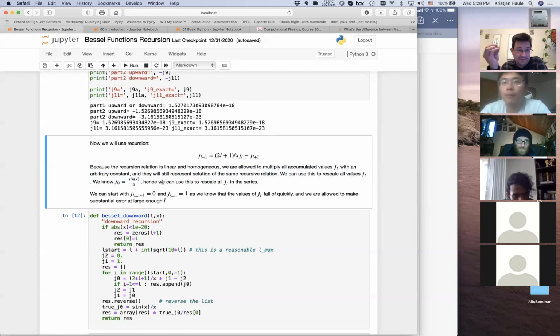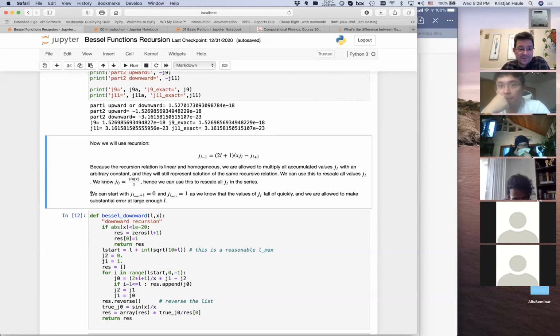You evaluate the series, let's say downward, by starting with an arbitrary value, because it doesn't matter what you start with. Once you come down to L equal to 0, you realize what the normalization constant is. You multiply the entire series by this normalization constant, and your series is correct. All the JLs are correct, except maybe the very, very high ones.